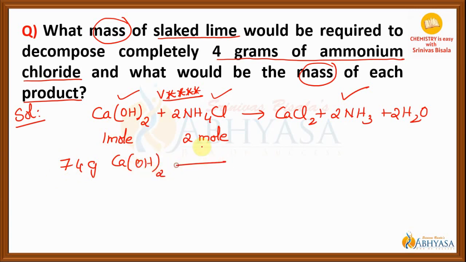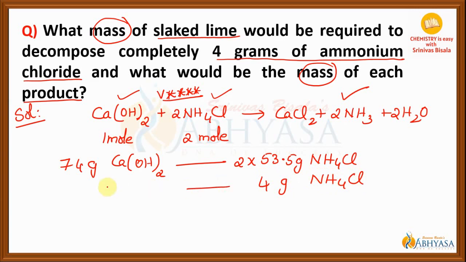This one reacts with 2 moles of ammonium chloride. 2 moles means 2 into 53.5 grams of ammonium chloride, because the molecular mass of calcium hydroxide is 74 and the molecular mass of ammonium chloride is 53.5. But here we are having only 4 grams of ammonium chloride. This 4 grams of ammonium chloride reacts with how much quantity of calcium hydroxide?